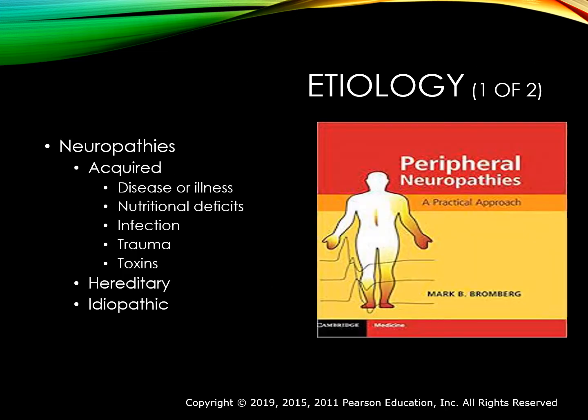So what is the cause? Neuropathies are classified according to cause: acquired, hereditary, or idiopathic. Acquired neuropathies include those caused by disease or illness, nutritional deficits, infection, trauma, and toxins. Hereditary or inherited neuropathies include Charcot-Marie-Tooth disease, which is a disease of the foot and the lower leg, and it affects the muscles. Idiopathic neuropathies are from an unknown cause.